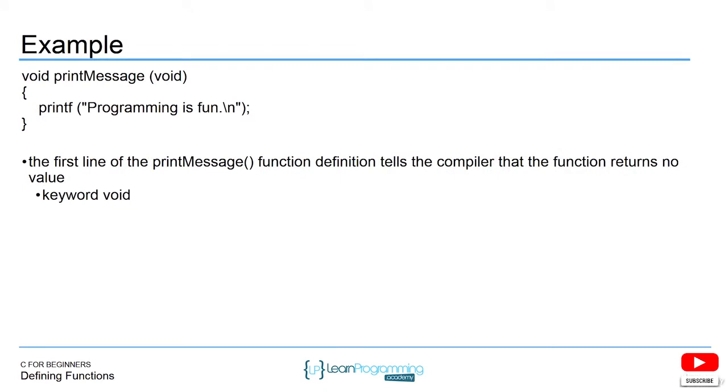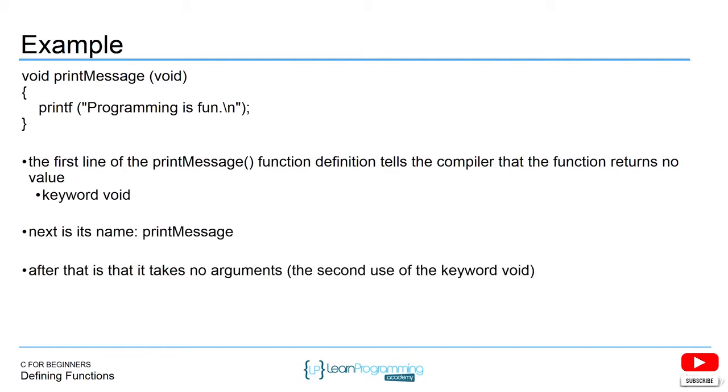In this example for the print message, the first line of the print message tells the compiler that the function returns no value. That's the keyword void. Again, don't need to focus on that, but that's what that's doing. The next is the name, and then after the name is arguments. They're called parameters.